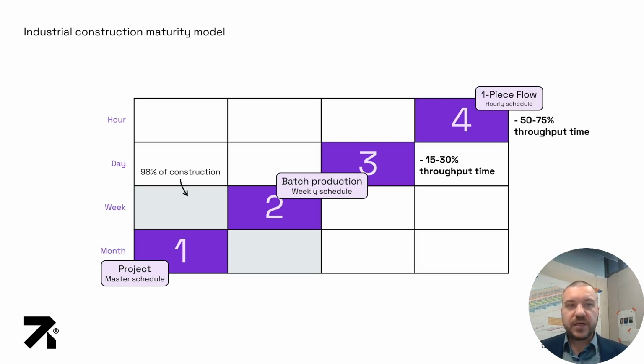And then the forerunners who can do hourly production, which is really demanding. We call it the one-piece flow system. So we have really small batch sizes. They are able to reduce throughput time by 50 to 75% in construction. So it's an immense effect, but of course it is also very demanding.